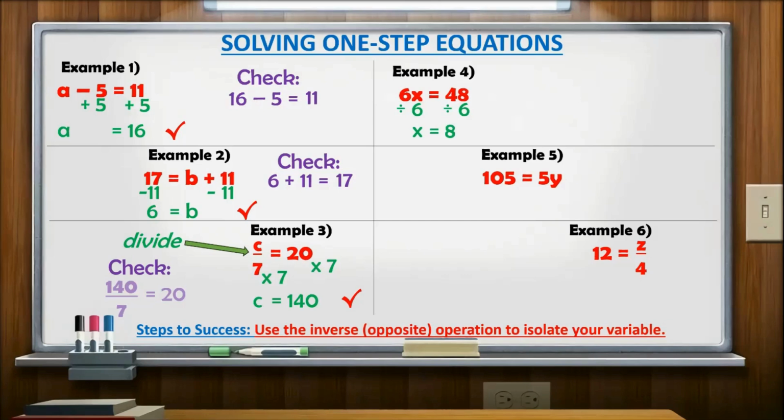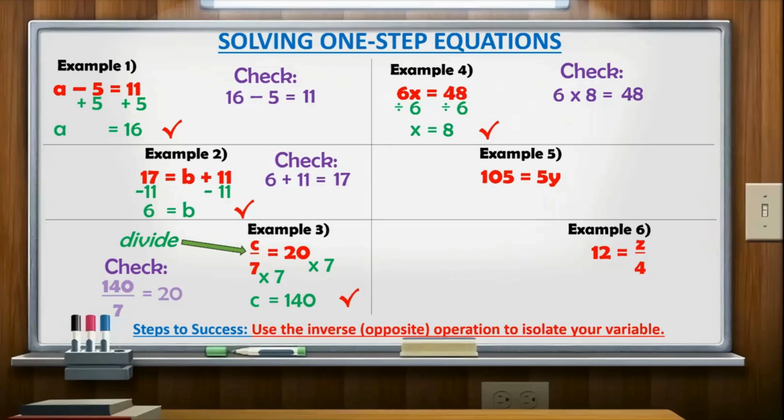Once again, we can do our check of using substitution to see if my answer for the variable is correct. So 6 times 8 is equal to 48. And there you have it. Example 4 has been completed. Now for example 5, we have 105 is equal to 5y.